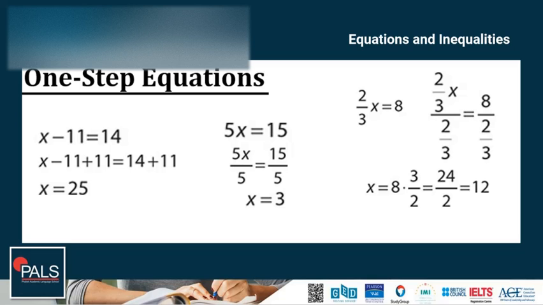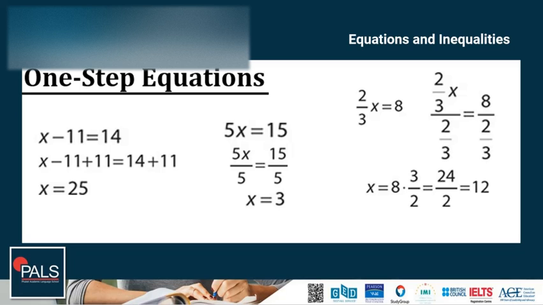Now, the work in the third example may seem complicated, but remember that dividing by a fraction is the same as multiplying by its reciprocal. On the left, 2/3 divided by itself is 1. Any number divided by itself is 1. And 8 divided by 2/3 is, by definition, 8 times 3 over 2. So the overall process of undoing the operation still held true.